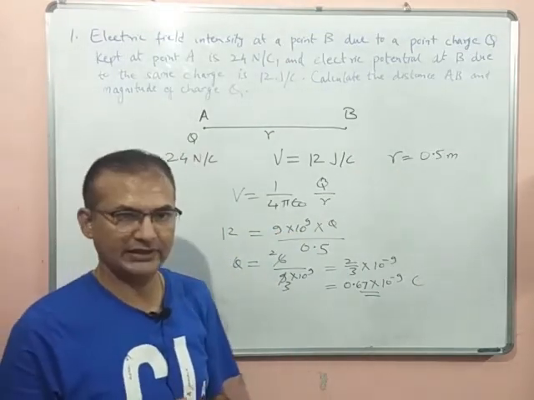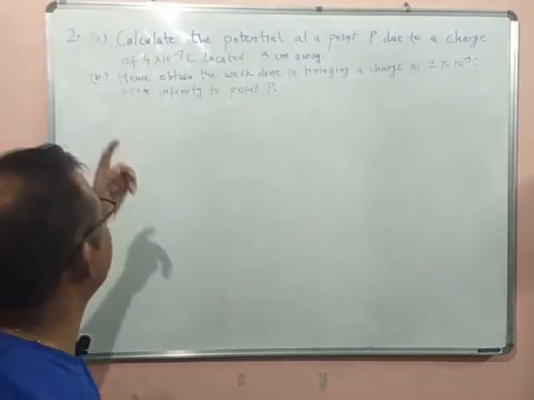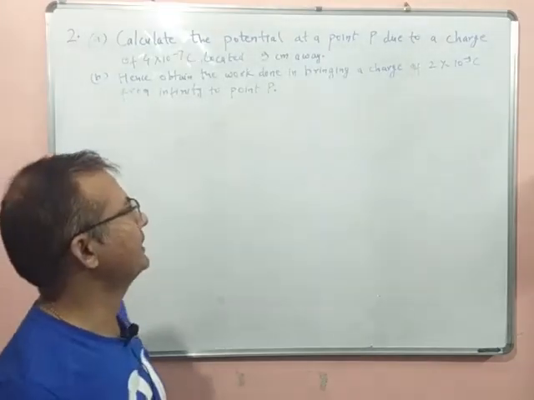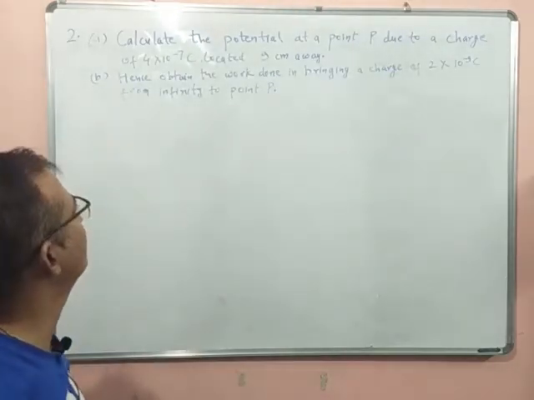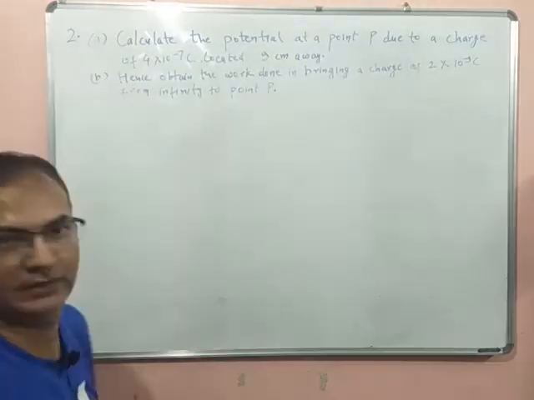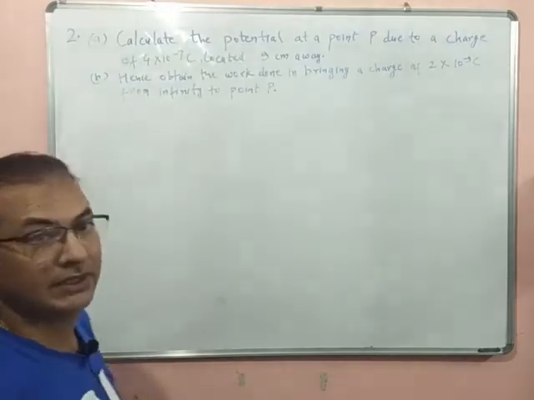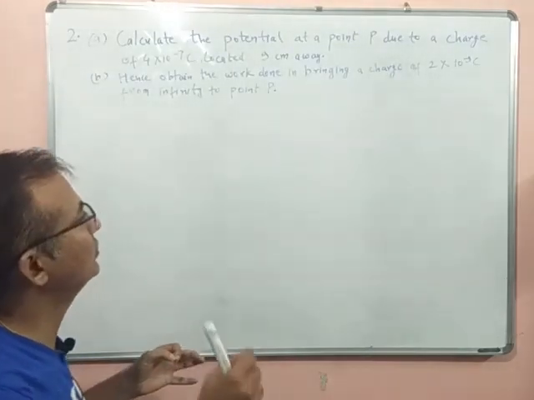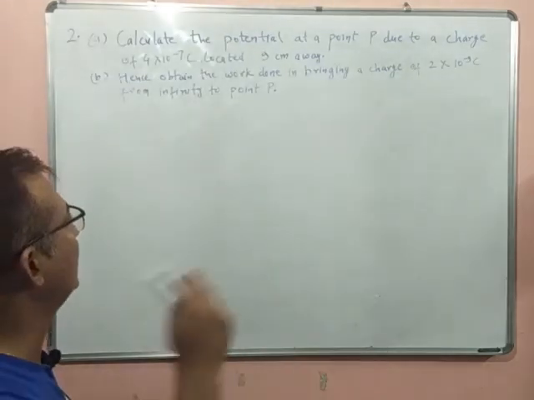So we'll go to the next question. The next question is: calculate the potential at a point P due to a charge of 4 into 10 to the power minus 7 Coulomb, which is located 9 centimeter away. And part B of this question is: obtain the work done in bringing a charge of 2 into 10 to the power minus 9 Coulomb from infinity to that point.